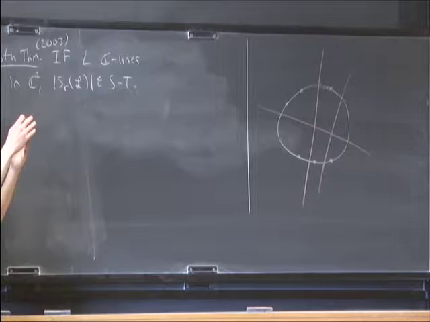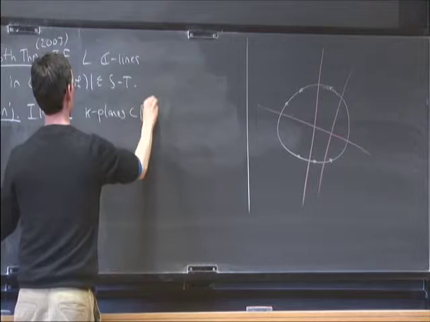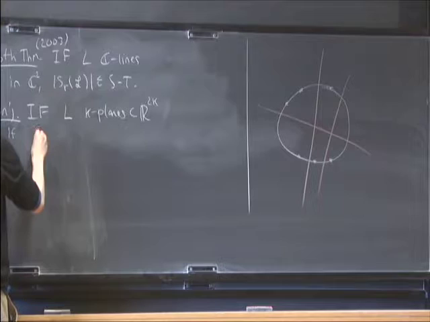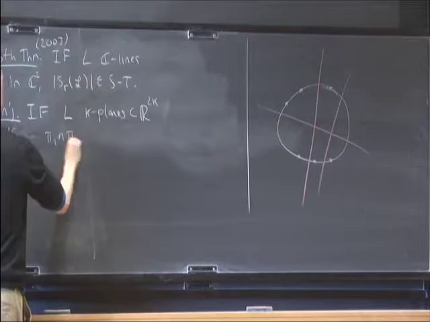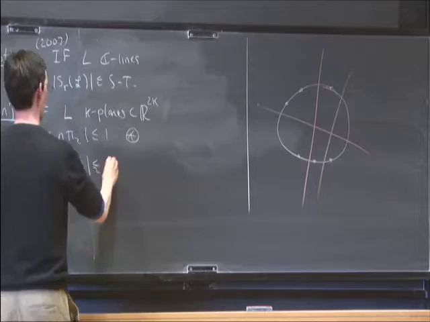And he made a bold conjecture about how planes may intersect in higher dimensions. So his conjecture is the following. If I have L k-planes in R to the 2k, and if any two, so if pi 1 intersect pi 2 has at most one point, we'll talk about that in a second, then they obey the Szemerédi-Trotter bound. The number of r-rich points is bounded by L squared r to the minus 3 plus L r inverse.